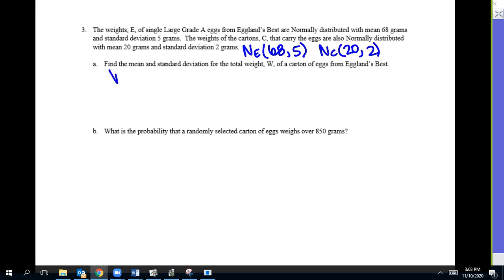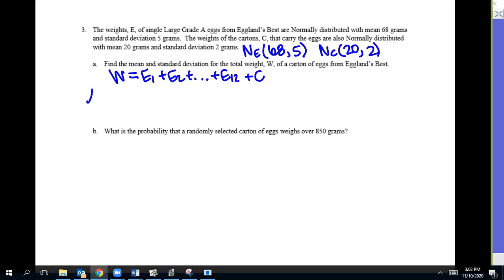So let's just write W equals, and at Eglin's Best, we would be adding 12 eggs together. So egg 1 plus egg 2 plus, so the 12th egg, plus the carton. This is a sum problem because I'm combining 12 different eggs together. I'm not taking one egg and multiplying it by 12. I'm taking 12 eggs and adding their weights together plus the carton. So it's important that I write it like this.